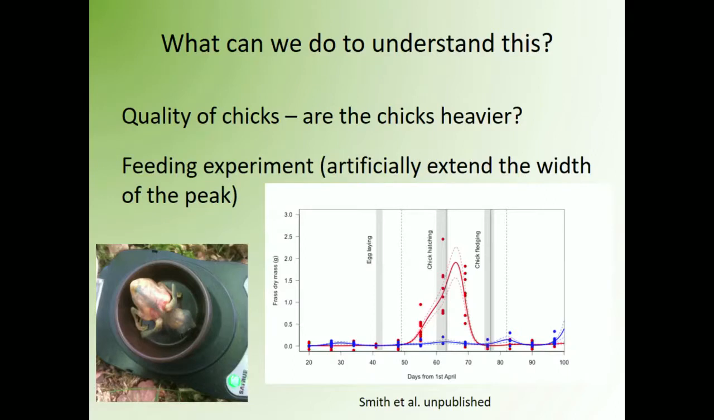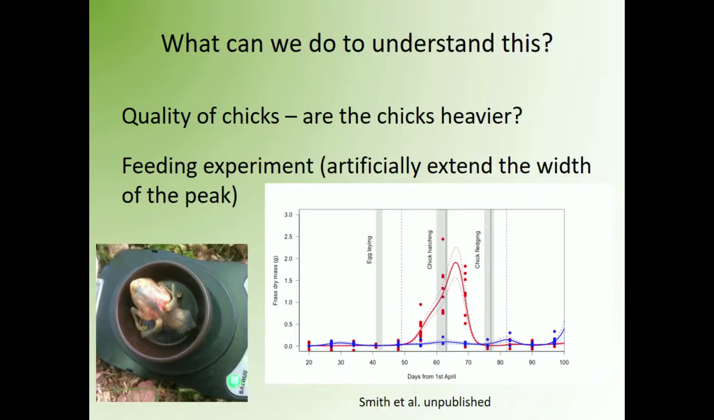And one way to actually test this experimentally is with feeding experiments. So we could potentially artificially extend the width of the time in which food is available, or we could change the phenology, change the timing of when the food is available.